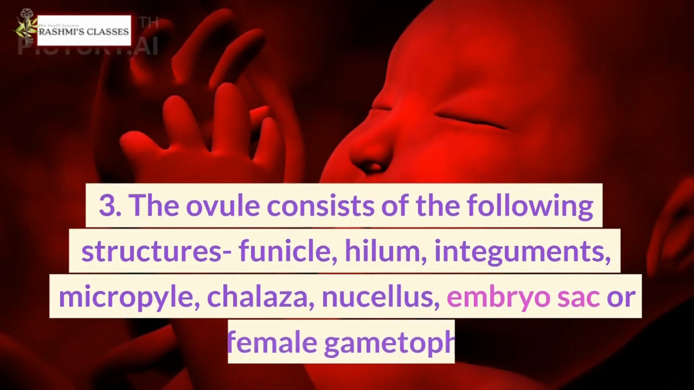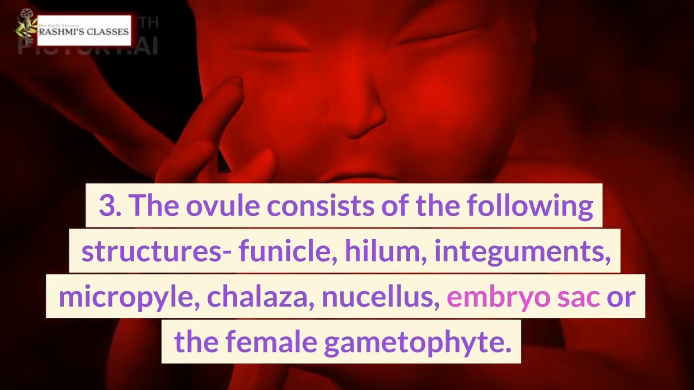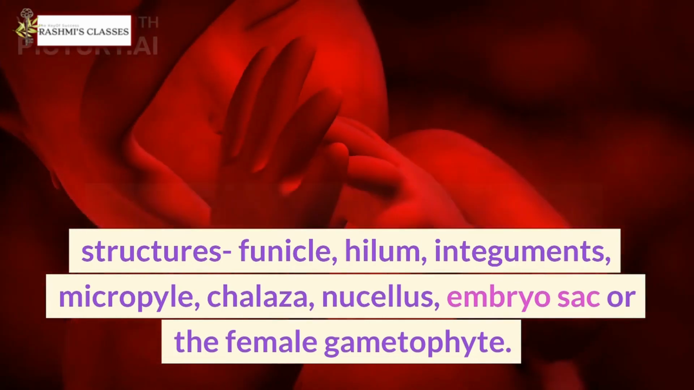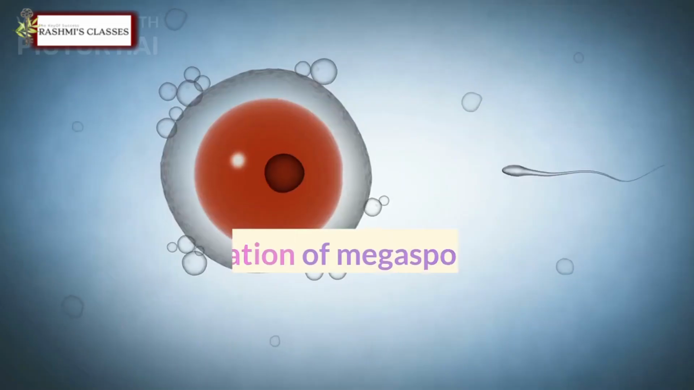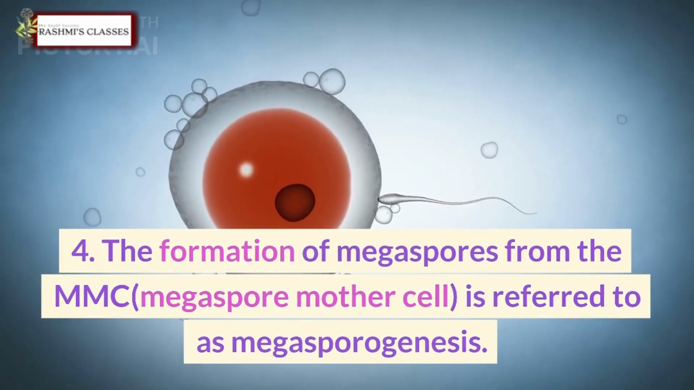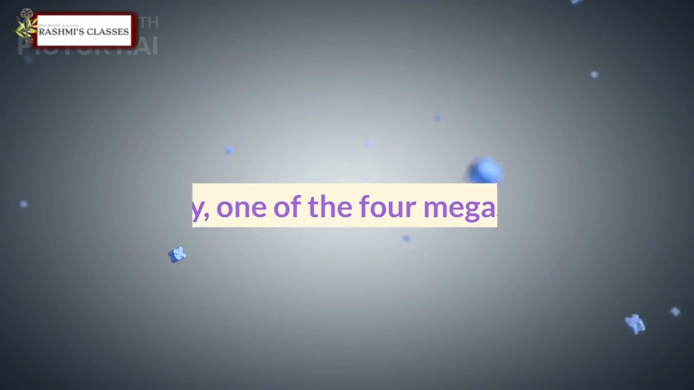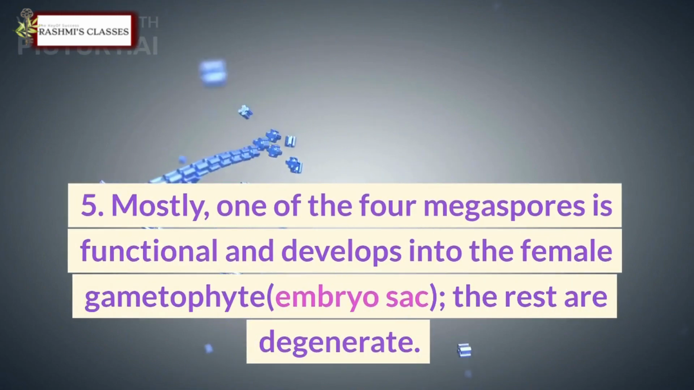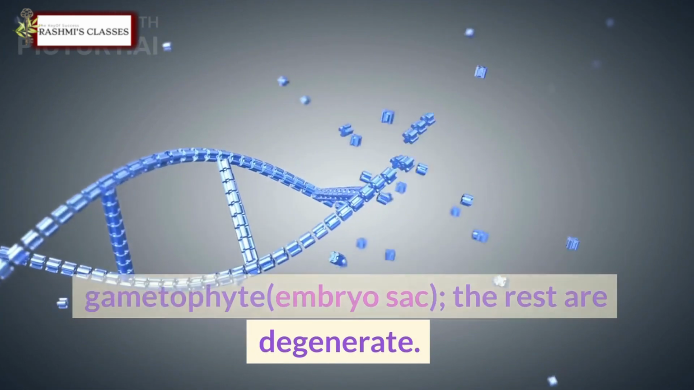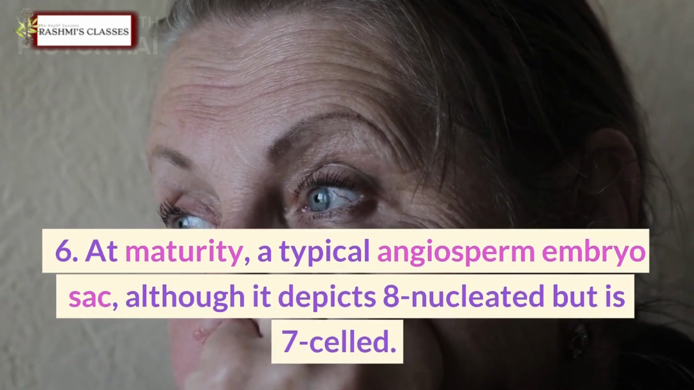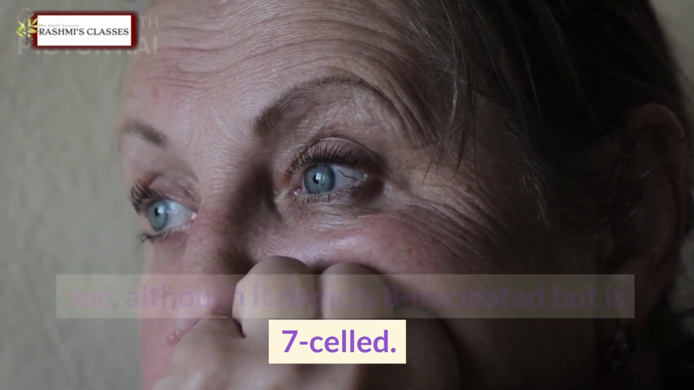3. The ovule consists of the following structures: funicle, hilum, integuments, micropyle, chalaza, nucellus, embryo sac or the female gametophyte. 3. An ovule is formed from a megaspore. 4. The formation of megaspores from the MMC, megaspore mother cell, is referred to as megasporogenesis. 5. Mostly, one of the four megaspores is functional and develops into the female gametophyte, the embryo sac; the rest degenerate. 6. At maturity, a typical angiosperm embryo sac, although it depicts 8 nuclei, is 7-celled.